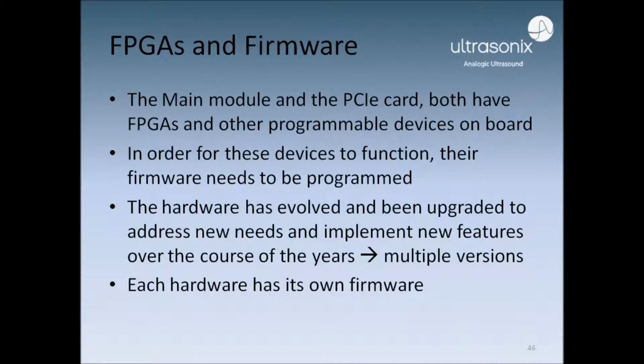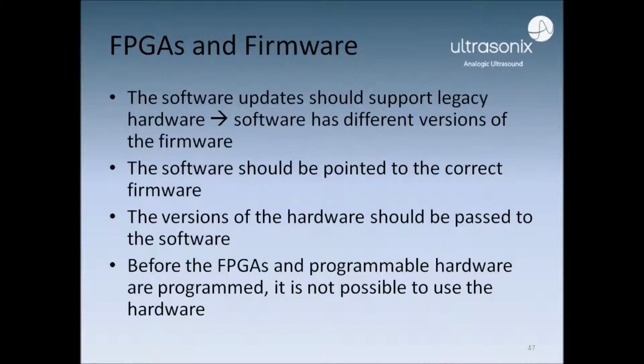The main module and the PCIe module both have FPGAs and other programmable hardware on board. Therefore, in order for these devices to function properly, their firmware needs to be uploaded to them. The Ultrasonix hardware has evolved and been upgraded since we shipped our first product to our customers. Therefore, there are different versions of the main module and the PCIe module. Each of these versions requires its own version of the firmware. It has been our policy to support our older hardware through its life cycle. Therefore, most of our software upgrades support legacy hardware.